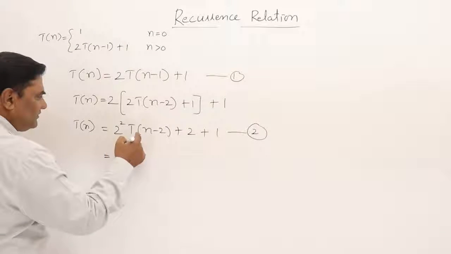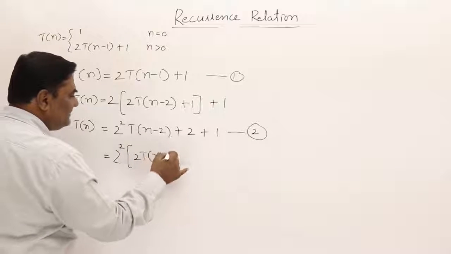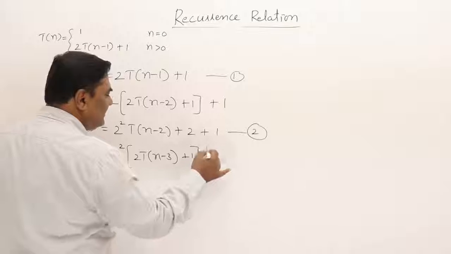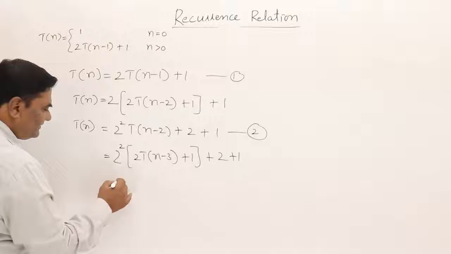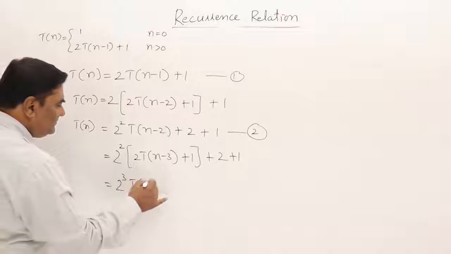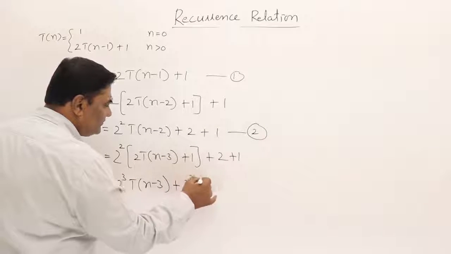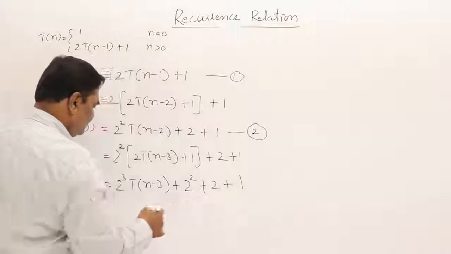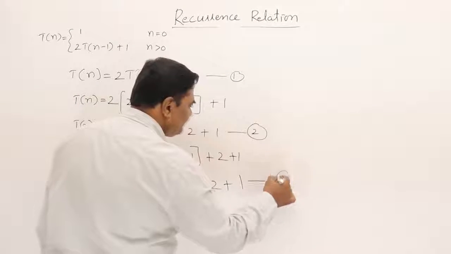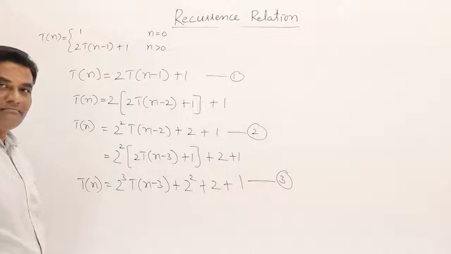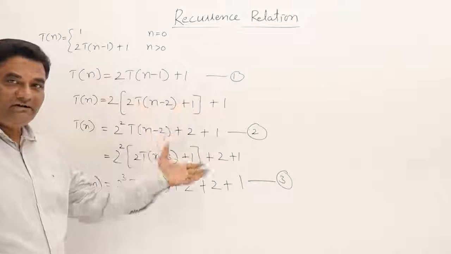Again, if I substitute Tn minus 2, this is 2 square times 2Tn minus 3 plus 1, and outside this 2 and 1 are there. If I open this, 2 cube Tn minus 3 plus 2 square into 1, 2 square plus 2 plus 1. So this is the third equation I got. How this is happening you should know already, right? I am not elaborating the steps.